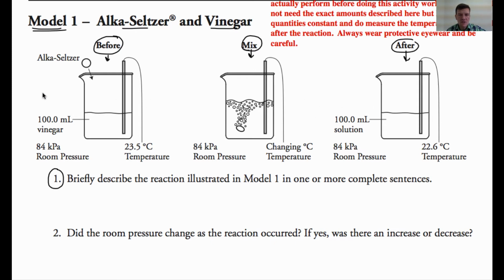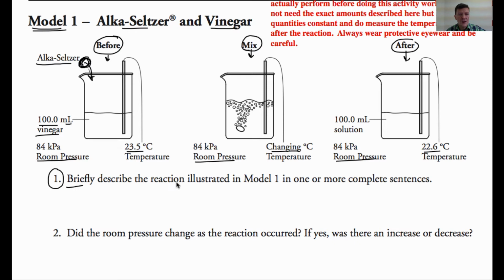In any model, you're going to want to study all of the information that is here. So the Alka-Seltzer tablet here is being dropped into 100 milliliters of vinegar. The quantity of vinegar is not important, but just so you know. And notice here that we are given room pressure in all three of the situations. We are given the temperature in all three of the situations. Again, you can do this experiment and come up with results on your own.